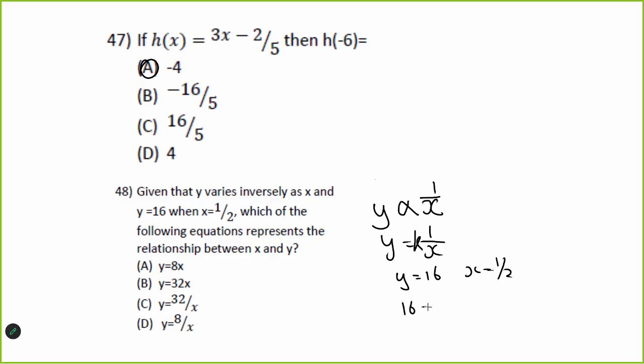So that's 16 is equal to k over half. That's 16 is equal to k multiplied by 2 over 1. So that's 2k is equal to 16, so k would be equal to 8. So this tells me that y is 8 over x. And that's the answer for this one.